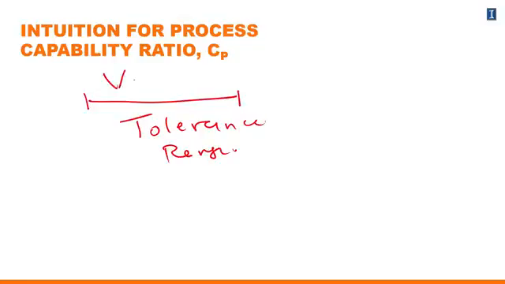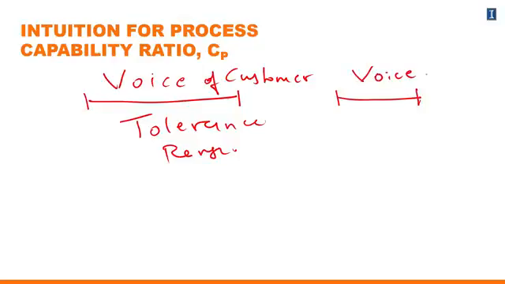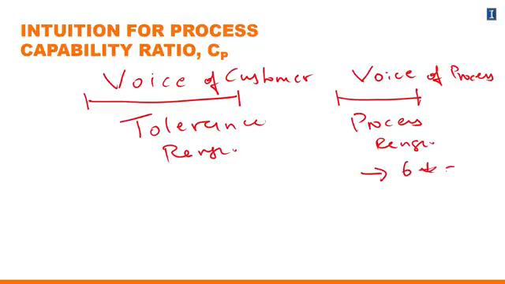And we can call that the voice of the customer, right? It's whatever the customer is telling you. And what you're saying is that this range, if you look at the width of this particular line segment, should be greater than the voice of the process, right? So what you're getting in terms of the variation in your process is being depicted in the denominator as 6 standard deviations, and that's your process range, which is being depicted by 6 times standard deviation.